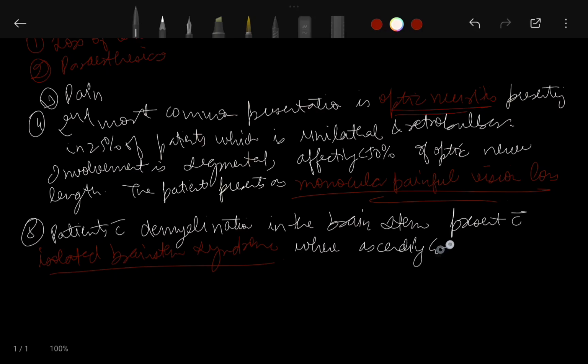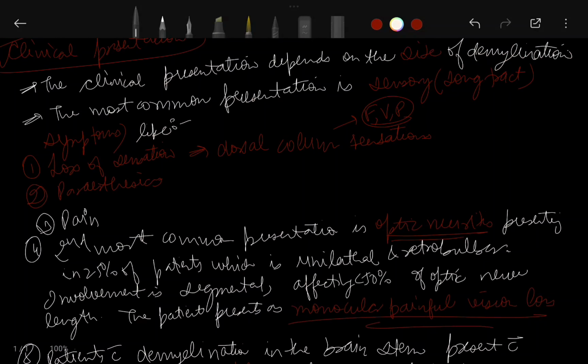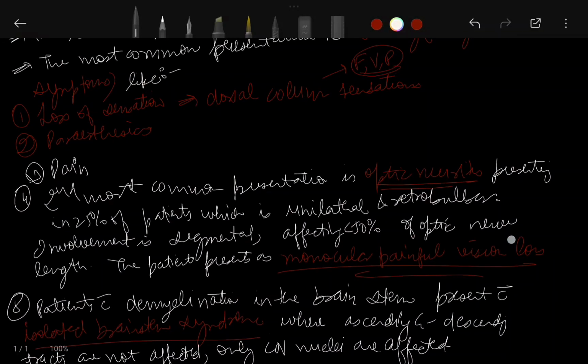Their ascending and descending tracts are not affected, only cranial nerve nuclei are affected. Now, the most common symptoms in case of sensory long tract involvement are loss of sensation such as dorsal column sensations: fine touch, vibration, proprioception.